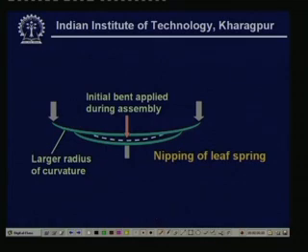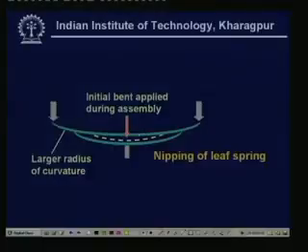Give this master leaf an initial bend. First of all, you can see the largest radius of curvature. This has a larger radius of curvature compared to this one. So, obviously, there exists a gap between this master leaf and the next leaf. And you apply an initial bend during assembly. How do you apply the initial bend during the assembly?